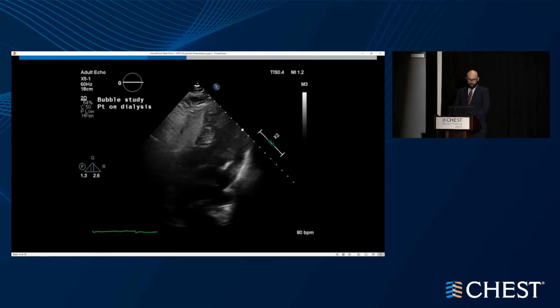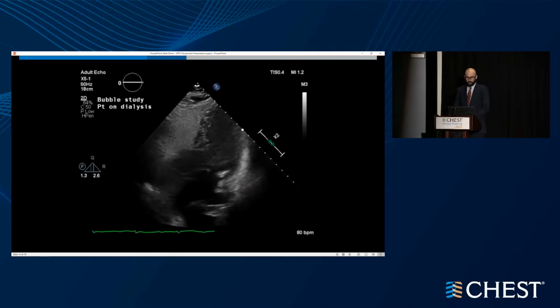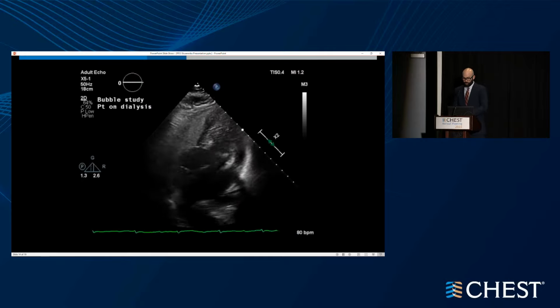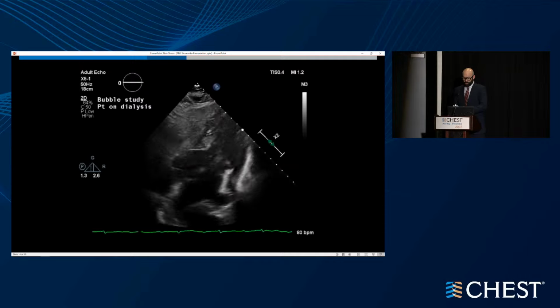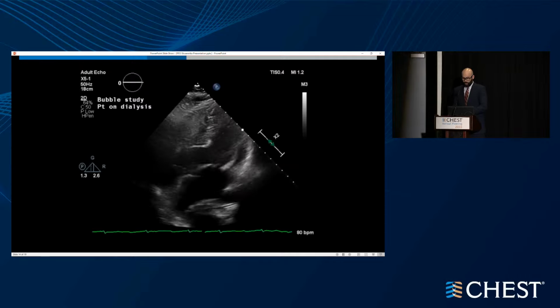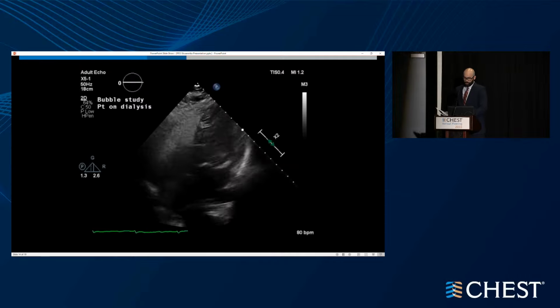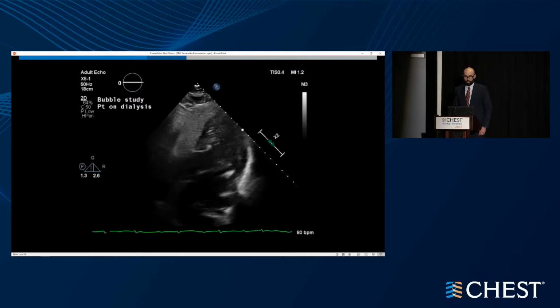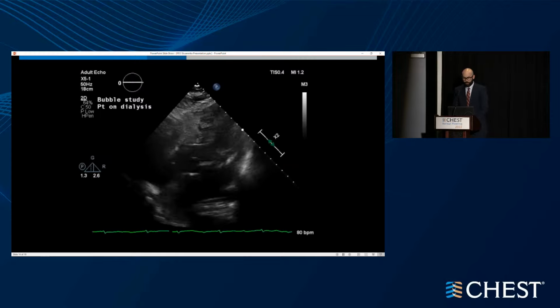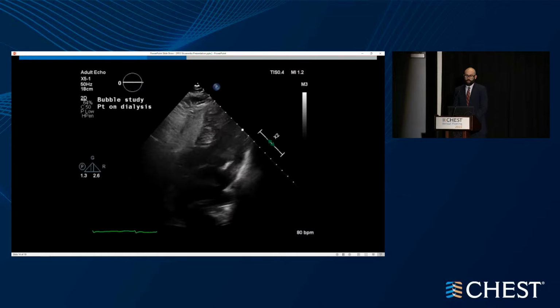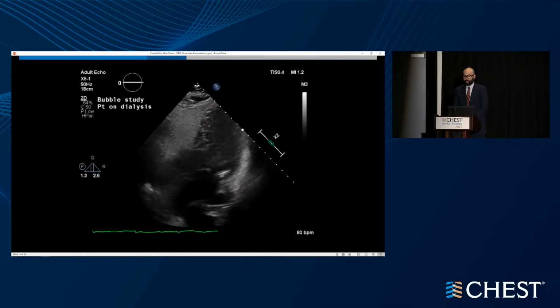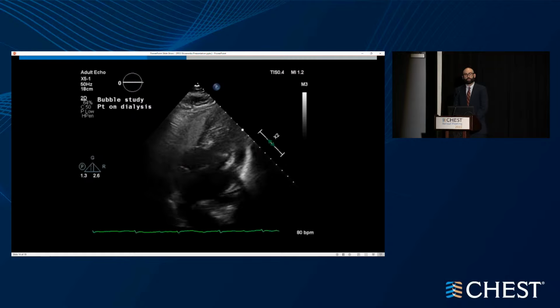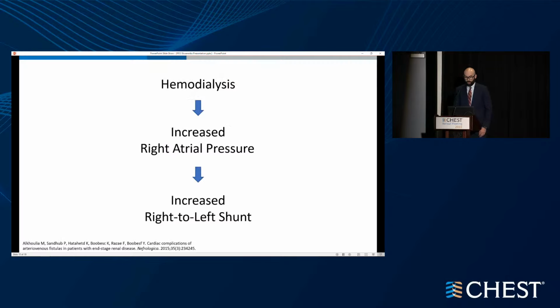It's kind of hard to see in this view, but if you look, you do see appropriate shunt as identified on this study. So, going forward, we had to see what we could do for our patient. A multidisciplinary team got together, and we discussed placing a PFO closure device for her. She was ultimately offered the procedure, consented, and it was placed without difficulty.